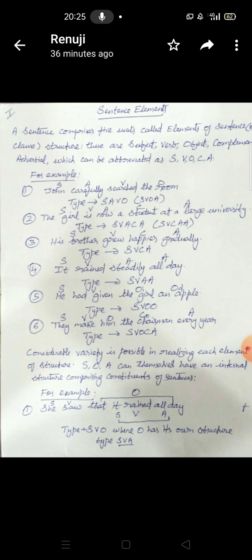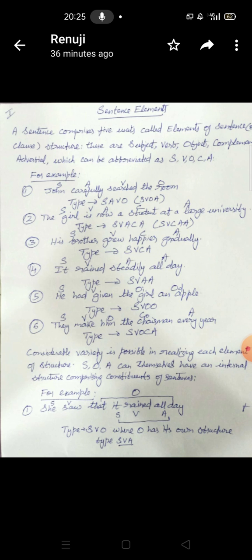Now the elements: we have four elements in this sentence. Subject is John, and carefully is adverbial, searched is the verb, and the room is the object. So this is the SAVO, or the SVOA, type of sentence or clause. As I have already told you, clause and sentence both have a subject and a verb, a finite verb. A finite verb is the one that agrees with the subject in terms of number and person. A sentence needs to have at least one finite verb.